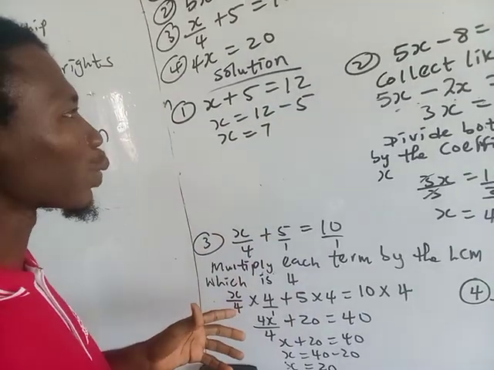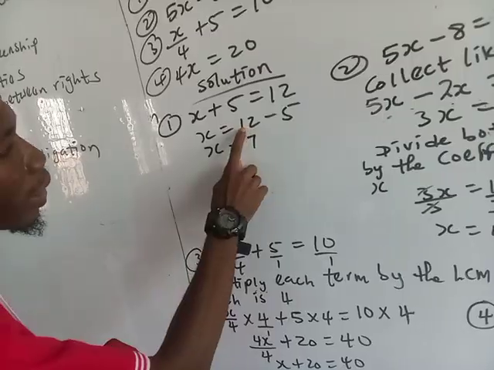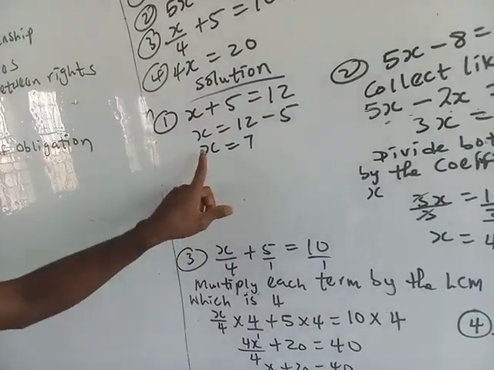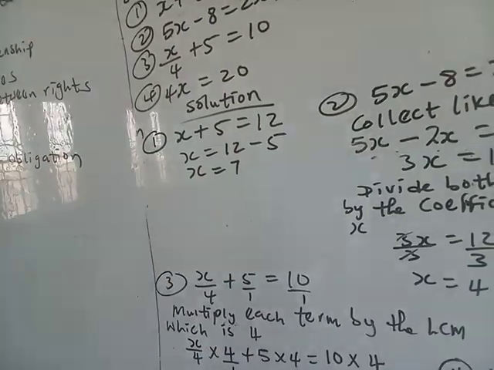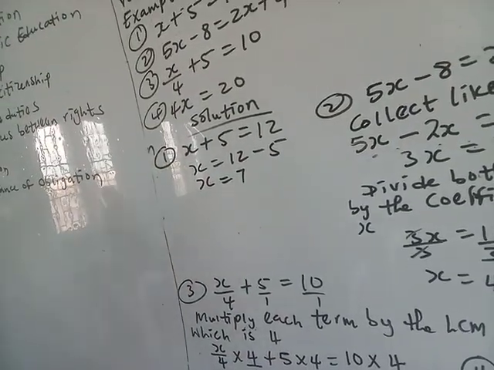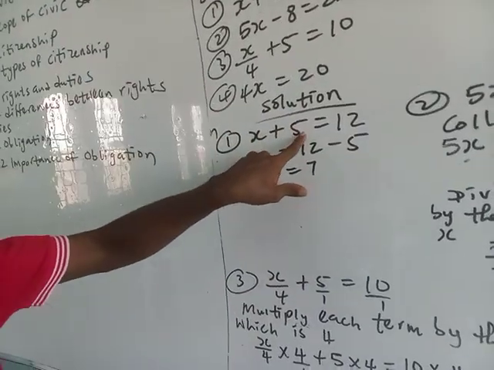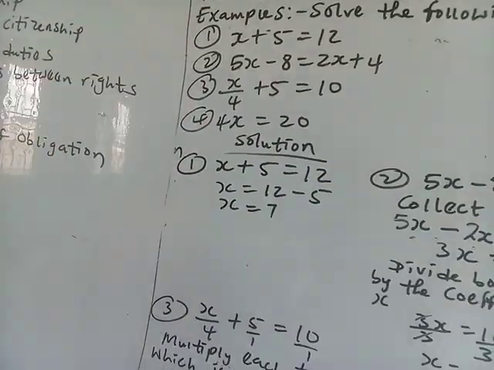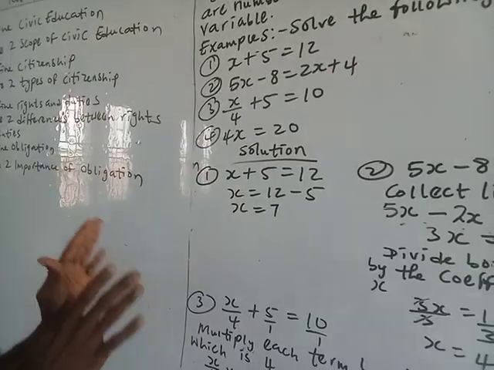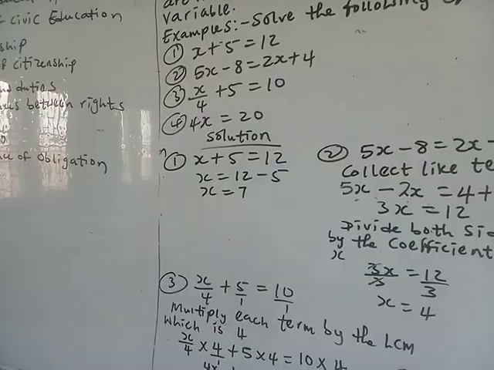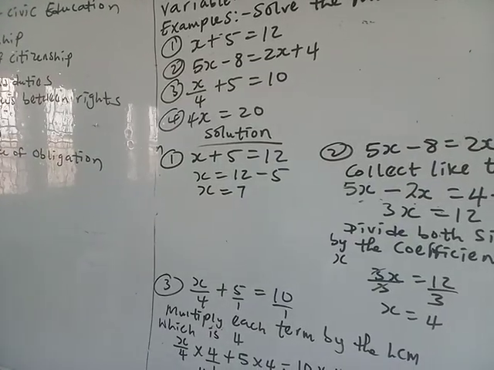That's the sign changing rule that we need to know. So if you see 12 minus 5 equals 7, that means the value of x is 7. Now if we want to check if our answer is correct, we can say that 7 plus 5 is equal to 12, which is balanced. And this equation is true. So x is equal to 7.